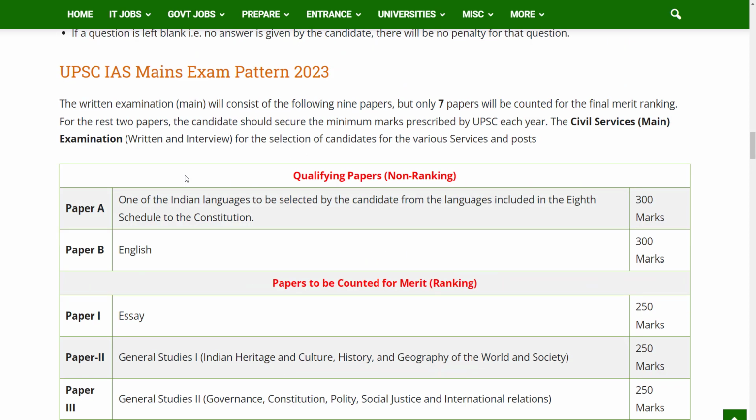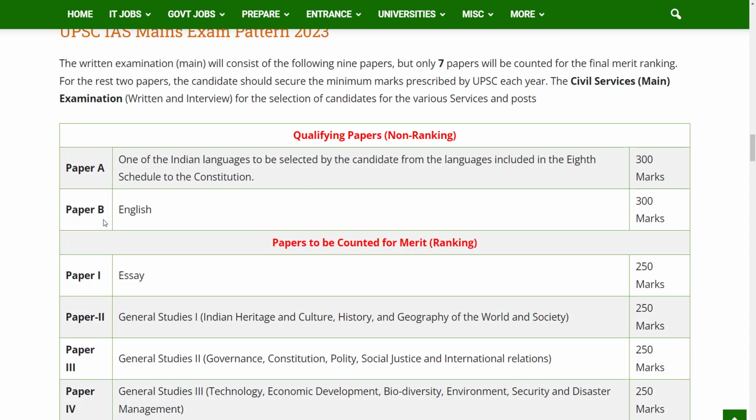And looking at the exam pattern for the mains exam, in this mains exam you will have a total of 9 papers. They are categorized into qualifying papers and papers to be counted for the merit list. In qualifying papers, you will have Paper A and Paper B. Paper A consists of one of the Indian languages to be selected by the candidate from the languages included in the 8th Schedule to the Constitution, which contains 300 marks. In Paper B, you will have the English paper, which contains 300 marks. These 2 papers are non-ranking, qualifying papers.